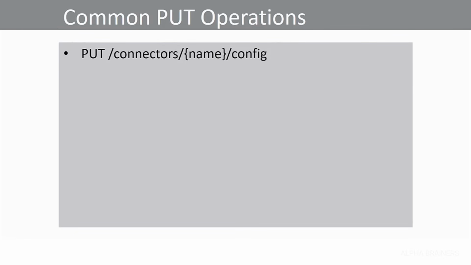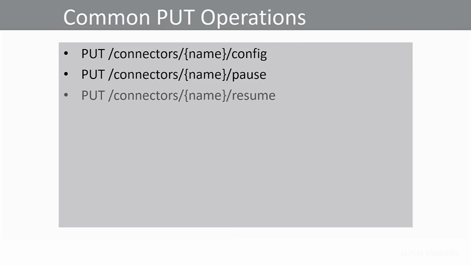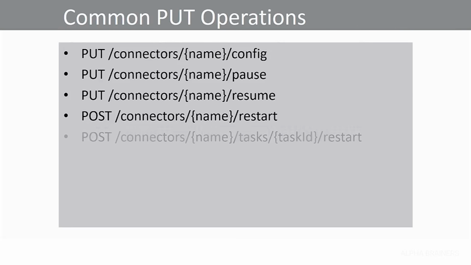Some common PUT operations, so these are things that you'll use to update parameters inside of connectors. So if you use PUT /connectors/{name}/config, you can update a parameter for a specific connector. Just give the name of the connector in place of the curly braces around the name. You can also use this to pause a connector, so temporarily pause it, and then resume it again. And then if you want to completely bring it down and bring it back up again, you can use the restart operation here. You can also restart any task that may have failed at some point in time by using the restart operation for that as well.